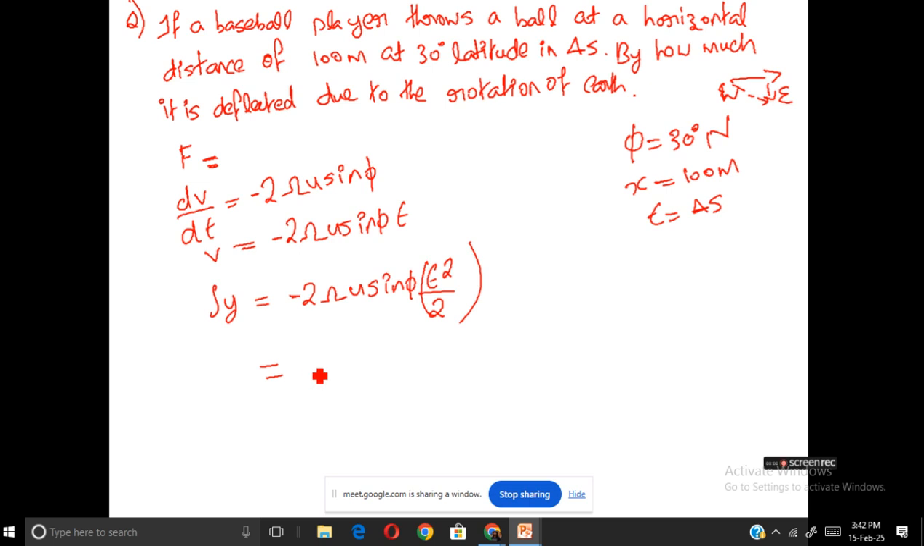Here we know t, but u we don't know. We know the value of omega, which is 7.29 times 10 raised to minus 5. The parameter that we don't know is u, but here we have x and time. So u is basically distance by time, which is 100 by 4, 25 meters per second. Can you calculate the value of delta y and tell me?